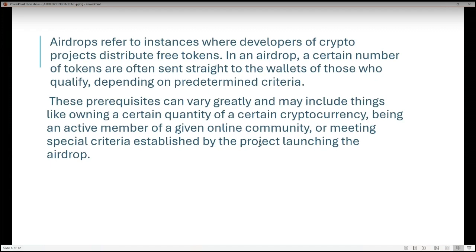As we go further, we'll find out more about some projects that were using certain criteria. Okay, let's go on.